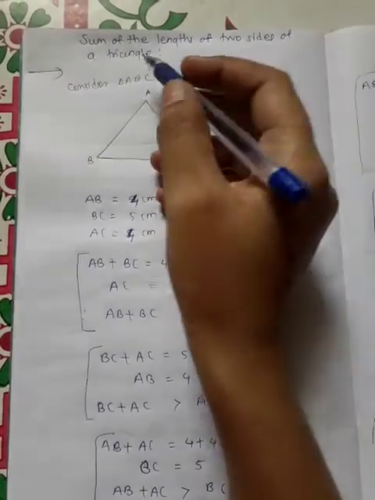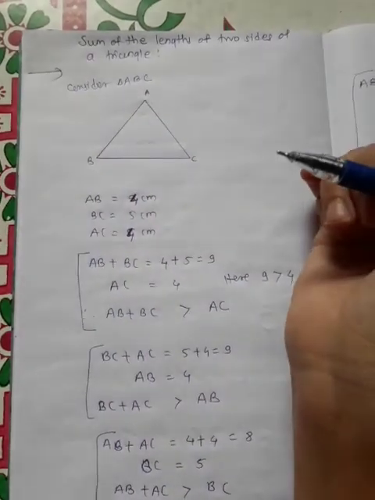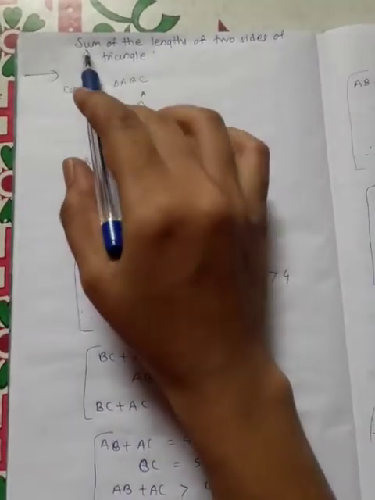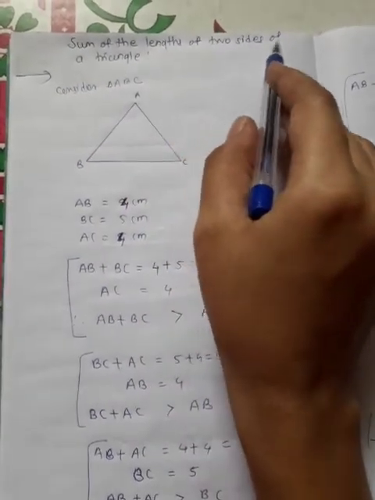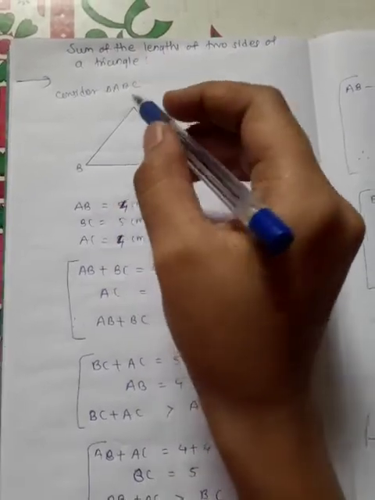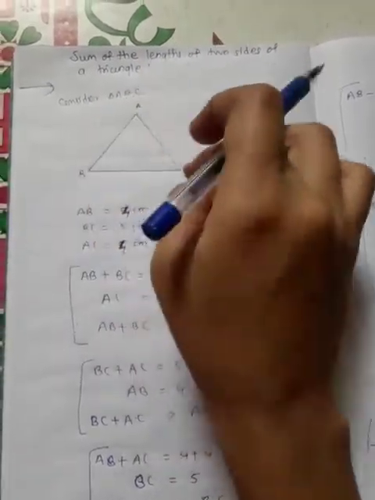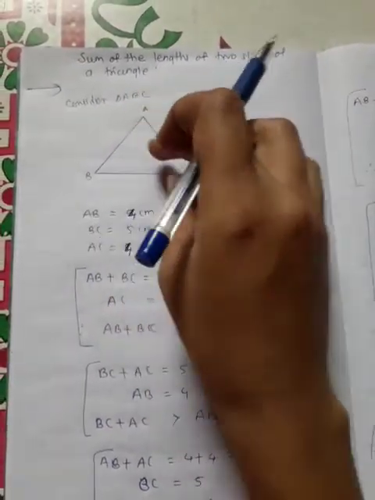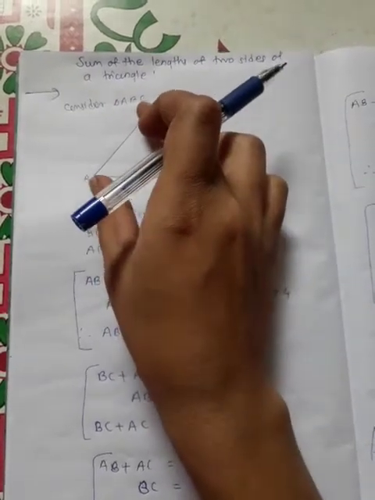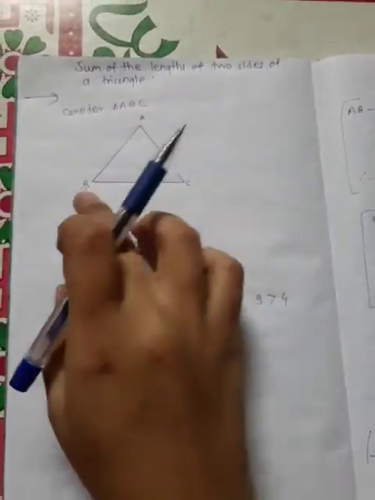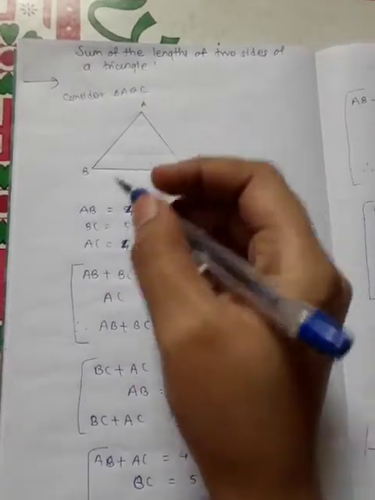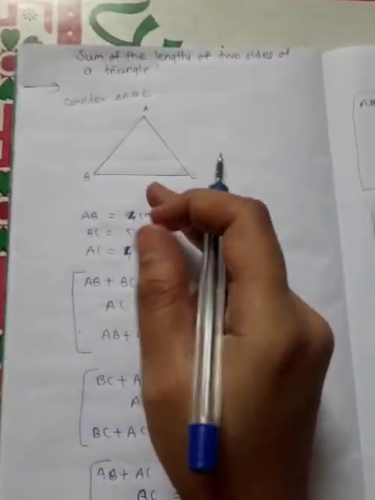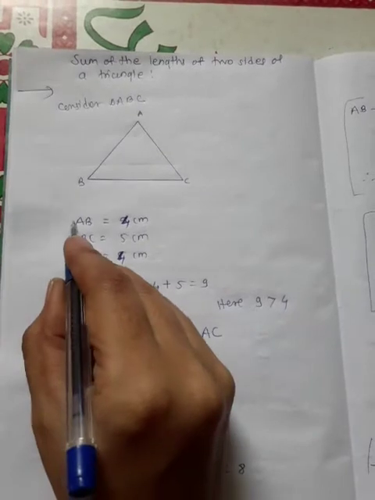In today's lecture, we will discuss some properties of triangles. So here, see this property: sum of lengths of any two sides of a triangle. Okay, so see, if you draw any triangle ABC and measure each side, the length of side AB is 4 cm, length of side BC is 5 cm, and length of AC is 4 cm. Okay, now if you find the sum of lengths of any two sides, first take AB and BC.